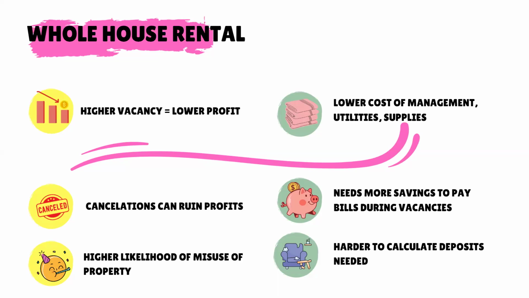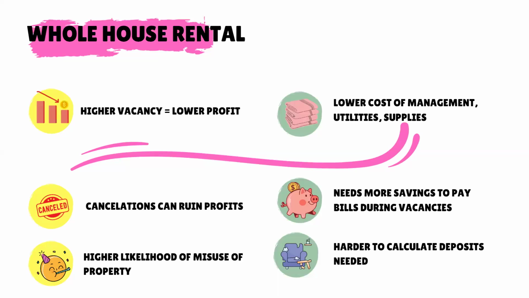Now, on a positive side, you do have a much lower cost of management and utilities and supplies, because typically when you have a room by room rental, each room might have 2 adults. Each one of those adults may also have a pet, and you have all of those people taking showers, cooking, utilizing AC, turning on space heaters all at the same time. So obviously, you're going to have higher utility costs with room by room and lower utility cost with whole house rentals. So both management and utilities and supplies come at a much lower cost with a whole house rental.